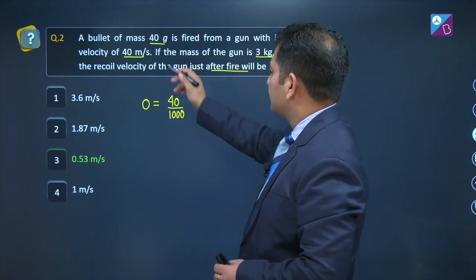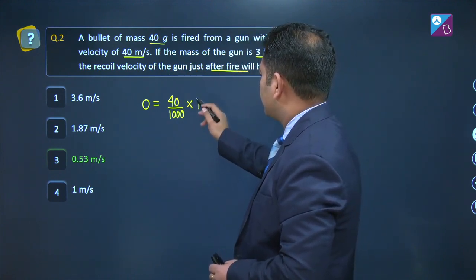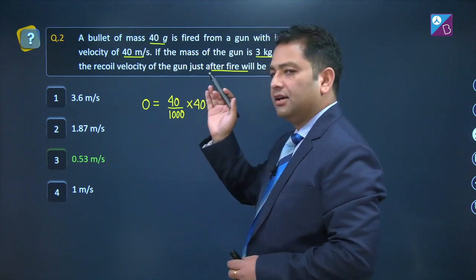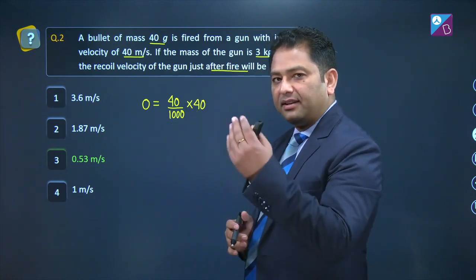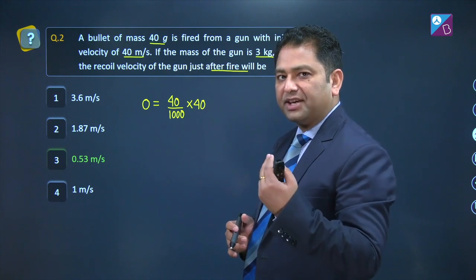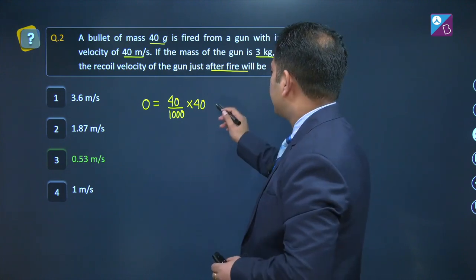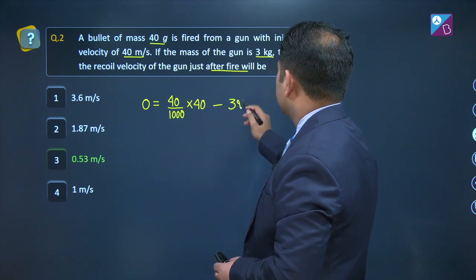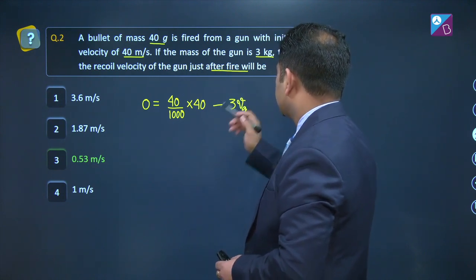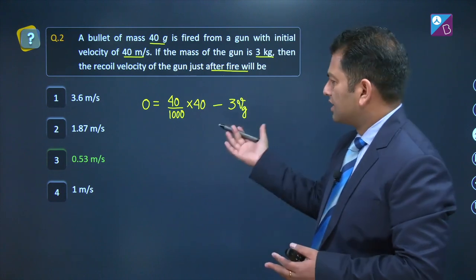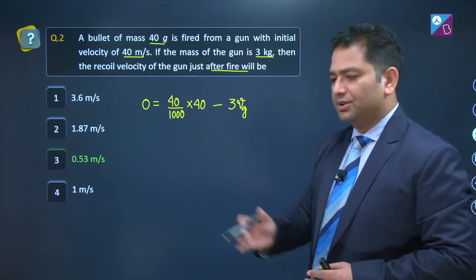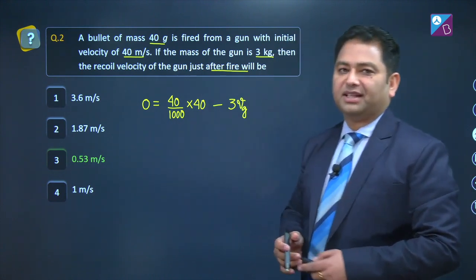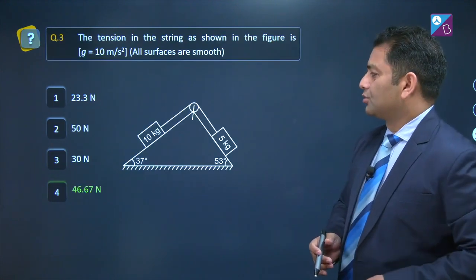और bullet की velocity कितनी है? That is 40. So that comes as the momentum of the bullet. The gun recoiling in the backward direction, it will have a negative momentum. Mass of the gun is 3. Let's say the speed of the gun is Vg. So clearly, it's a straightforward question. You solve it. Option number 3 will be the correct one. Let's go to question number 3.